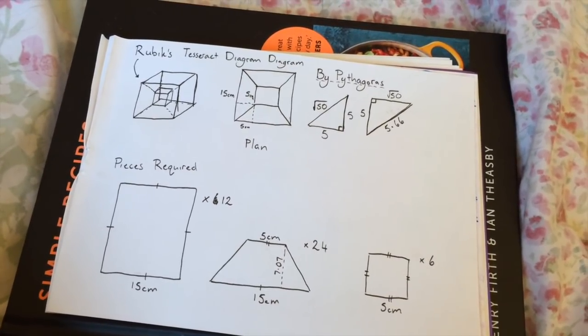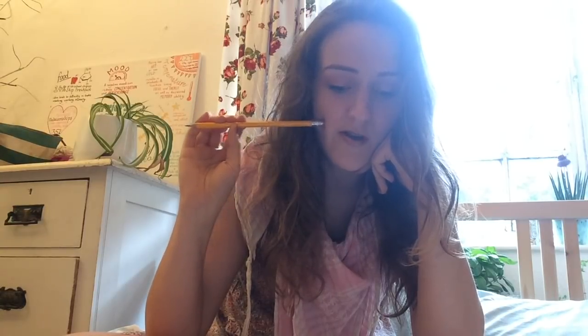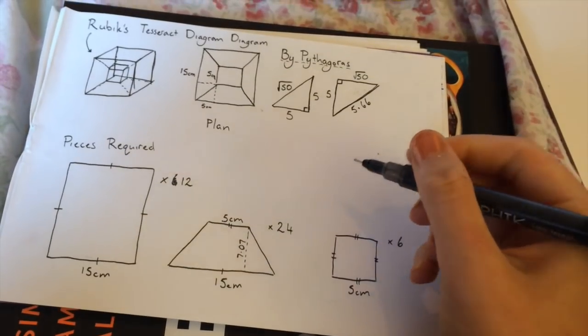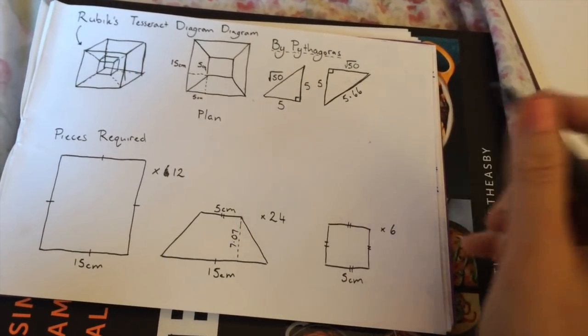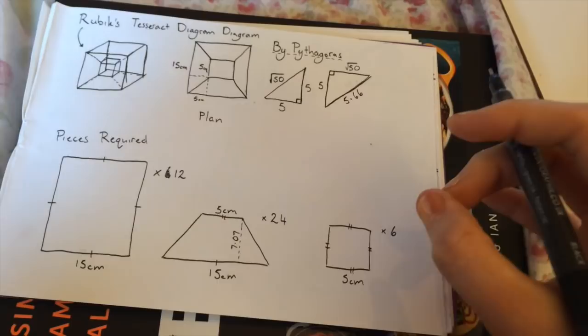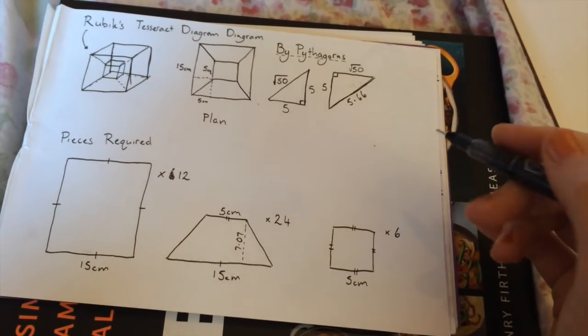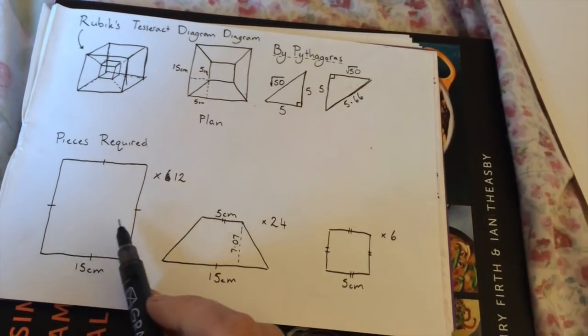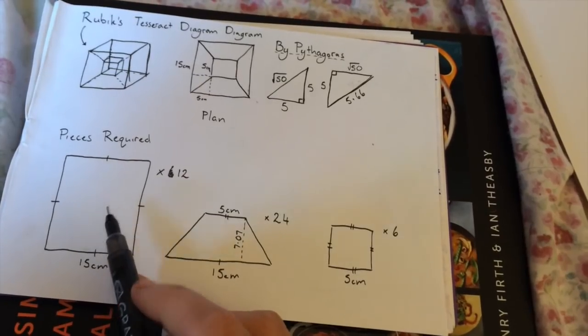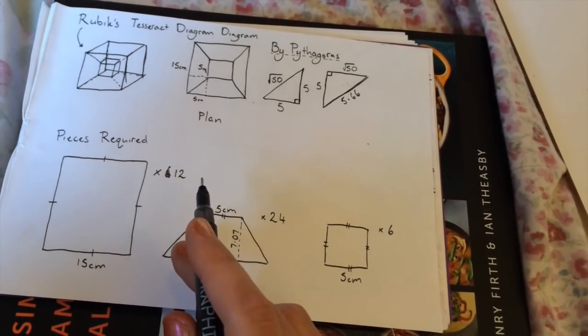30 pieces of card? Alright, so things are already going wrong. I only have 18 pieces of card. So back to the drawing board. What I've decided to do is reduce everything and scale it by a factor of 4/5. And that way I can get 2 of these out of every piece of card, so I'll only need 6 pieces of card for that.